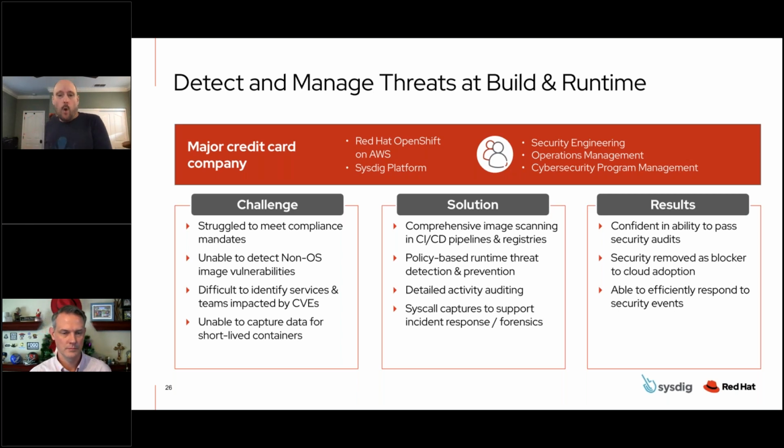Why did they pick Sysdig to layer into the Red Hat platform? Really about getting comprehensive image scanning, the ability to spot things before they move into production. The policy-based runtime threat detection, which is what I'm going to focus on in the demo, was important to them. So when we're in production, we can spot things and stop them and show what happened when something does happen, whether that's just a mistake or a known bad situation. They're now able to confidently pass their security audits and remove that as a blocker. Sometimes teams get slowed down because of security issues. This means they can run a little bit faster, be confident in doing so, and efficiently respond.